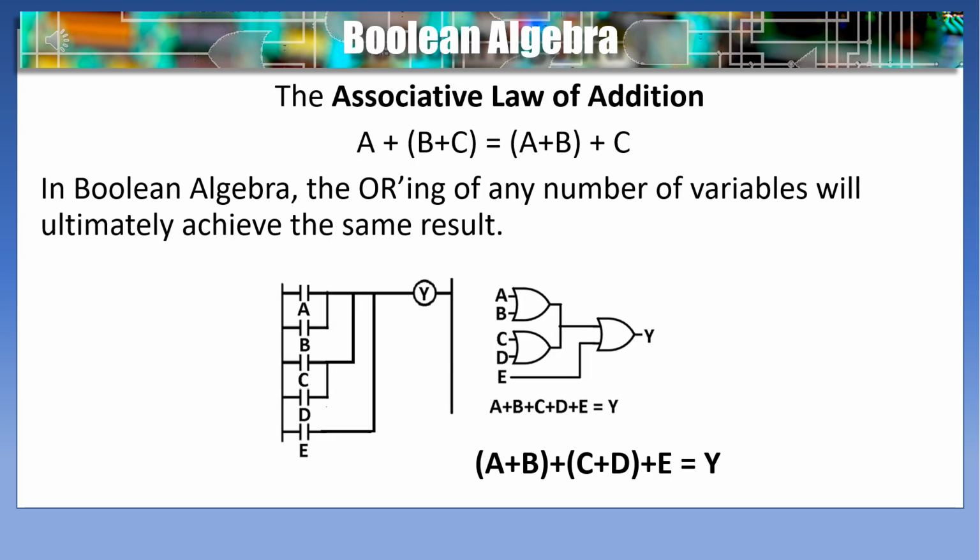In math and in Boolean, we have the associative law of addition. For example, if we have A and we add it to B plus C, then that would be the same as saying A plus B plus C. In Boolean algebra, the ORing of any number of variables will ultimately achieve the same result. You can then simply group them as you require. In our example, we have A or B, or C or D, or E. Any one of those would satisfy and turn on our Y.